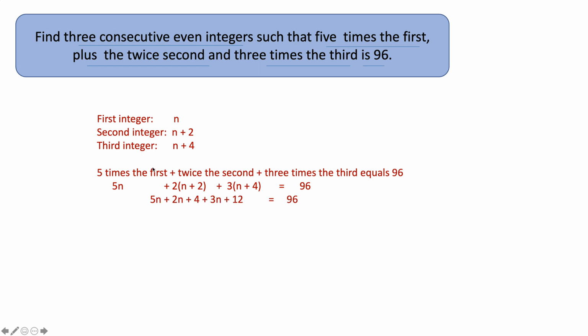So first I distribute. 2 times n is 2n, 2 times 2 is 4, 3 times n is 3n, 3 times 4 is 12. 5n plus 2n is 7n, plus 3n is 10n, and 4 and 12 make 16. So 10n plus 16 is 96. Subtracting 16 from both sides, I get 10n equals 80. Dividing by 10, I get n is equal to 8. So my 3 consecutive integers are 8, 10, and 12. Okay.